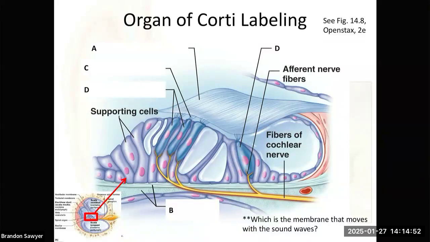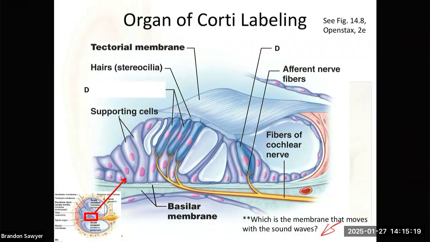So A, what's A called? The tectorial membrane, right? Tectorial membrane was the stiff one that doesn't move, that the hairs are embedded in, okay? B is the basilar membrane that does move, right? So B is the right answer there. Then we got C as the hairs themselves, the stereocilia, and D is those hair cells. Don't worry about the difference between outer and inner hair cells for this class, but those are the hair cells.